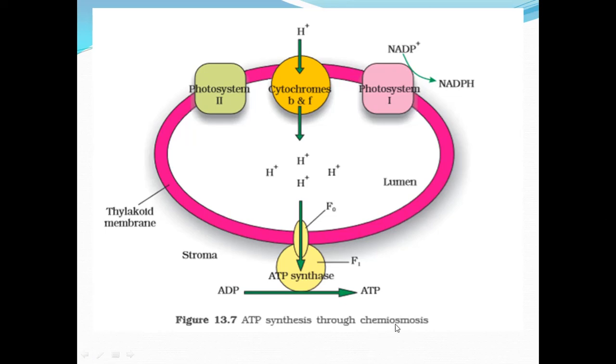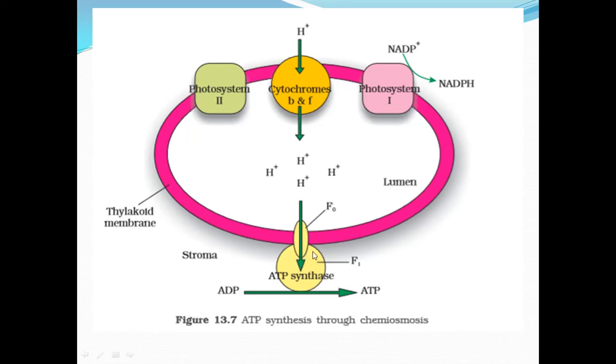Next, chemiosmosis. Chemiosmosis is a process in which ATP is synthesized from ADP with the help of an enzyme called ATP synthase. ATPs are the end products of chemiosmosis.